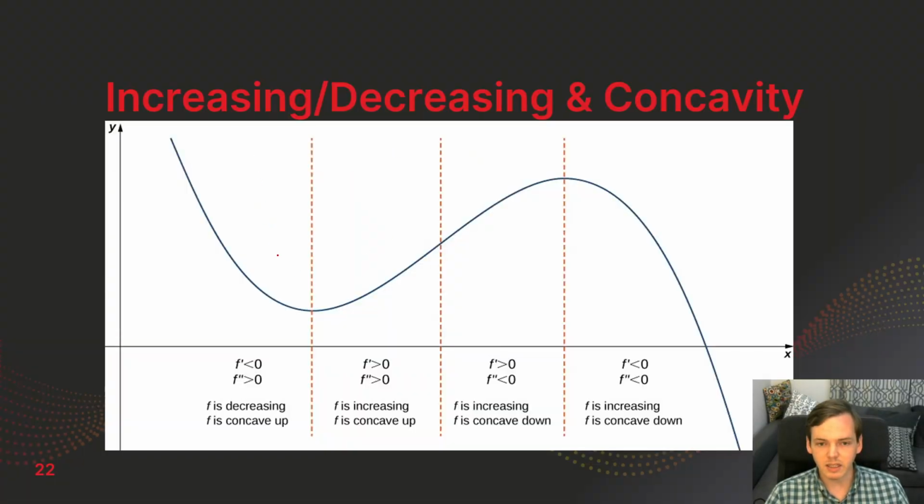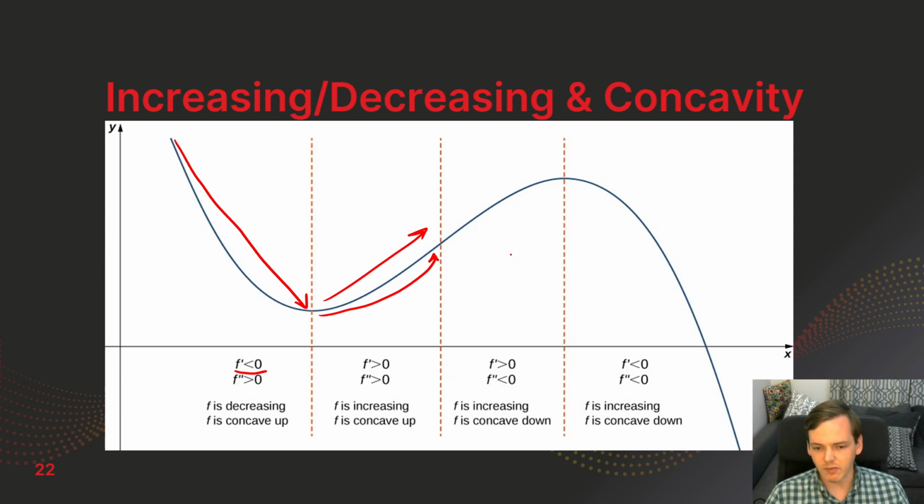And so if we see this, we can look at both of the behaviors we've talked about together: increasing, decreasing, and concavity. So in this first section here, the first derivative is less than 0 because the function is going down, but it's concave up because this is like the left half of a smiley face. Then in this first middle section, we have them both positive. It's increasing and it's concave up. So we see a curving up.